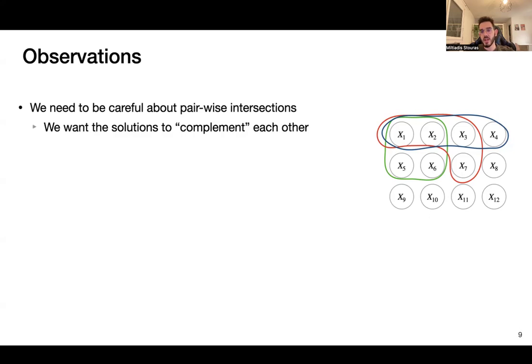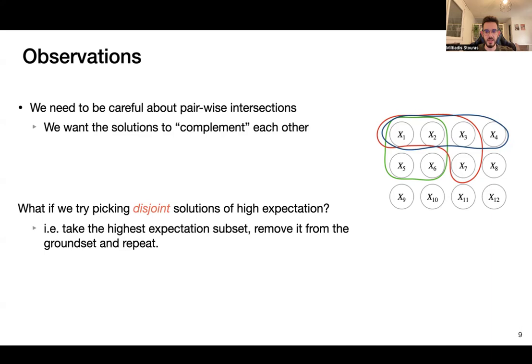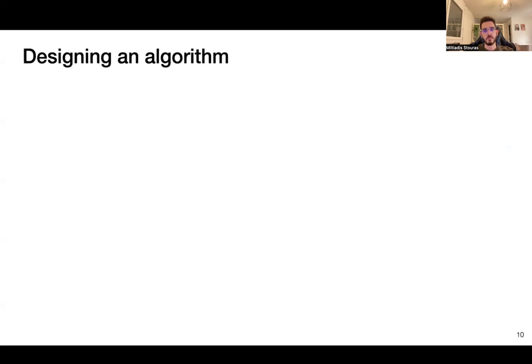So one naive way to bypass this would be to simply restrict ourselves to disjoint solutions, right? So what if we try the following algorithm? We just take the subset of the ground set that has the highest expectation, we remove it from the ground set, and then we repeat. We take the next highest expectation subset, and so on, right? So sadly, this approach doesn't work.